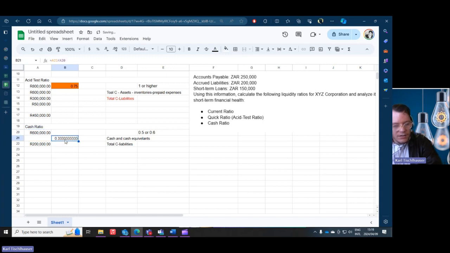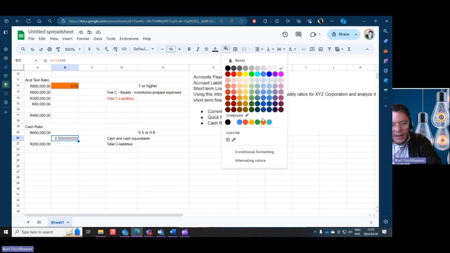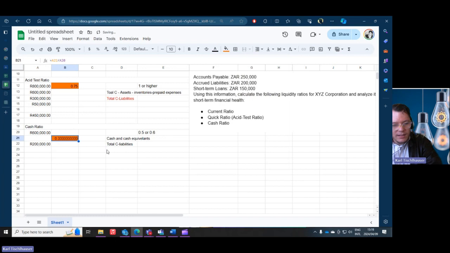You'll see we get a result of 0.33333, which is, again, not the desired outcome. We're looking for anything between 0.5 and 0.6. What this means is that the organization doesn't have enough cash to carry its short-term debts, and if it got into trouble, it would fall short of paying off some of these liabilities.